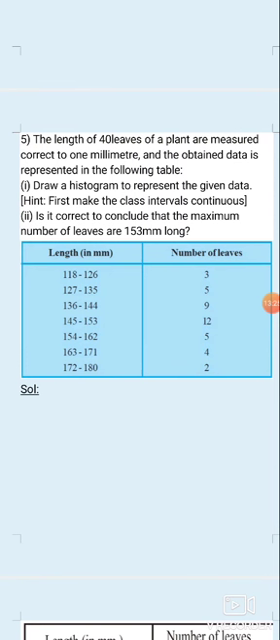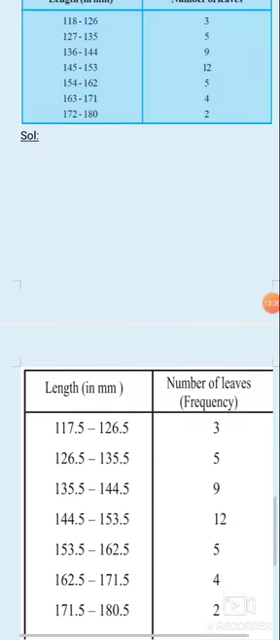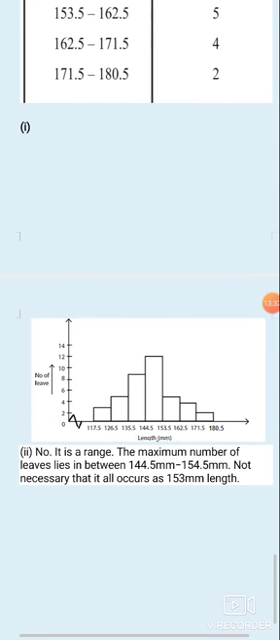Now the second question: is it correct to conclude that the maximum number of leaves are 153 millimeter long? No, we can't conclude in that way. It is a range. So the maximum number of leaves lies between 144.5 to 153.5. Not necessarily that they all occur as 153 millimeter length.